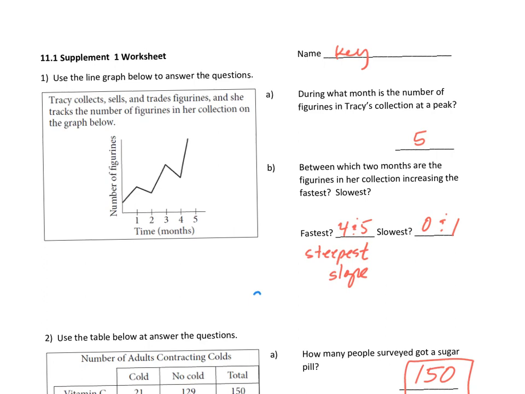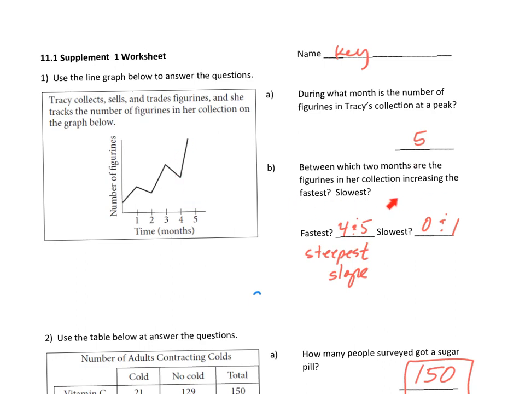Reading through the chart, you can see she's got a certain number of figurines. She collects up until month 1, and then between month 1 and 2, her collection goes down. So she's trading them or selling them or something. And then she collects, then trades and sells, and then collects. The first question is, during what month is the number of figurines in Tracy's collection at a peak? Obviously, that's month 5.